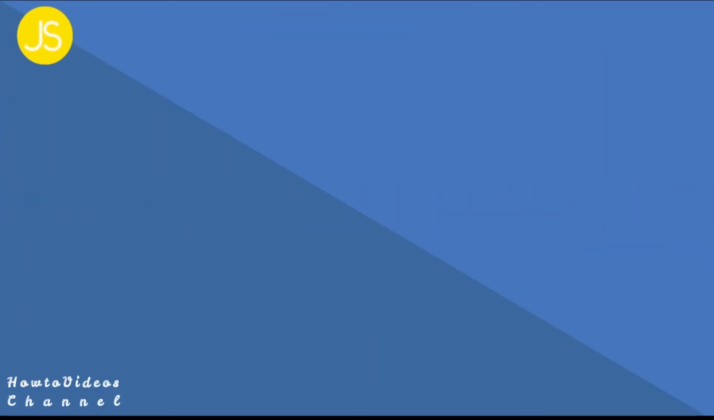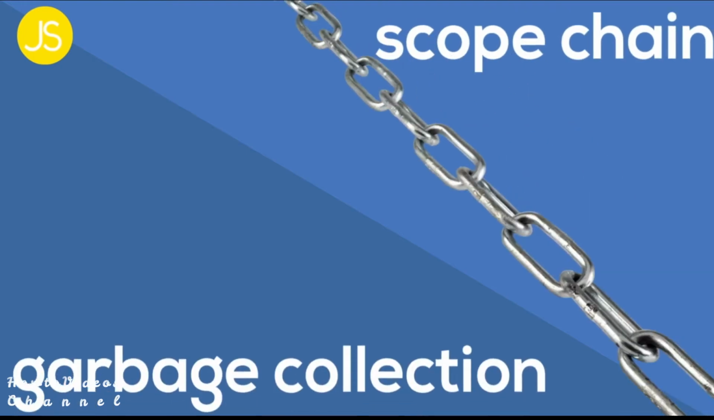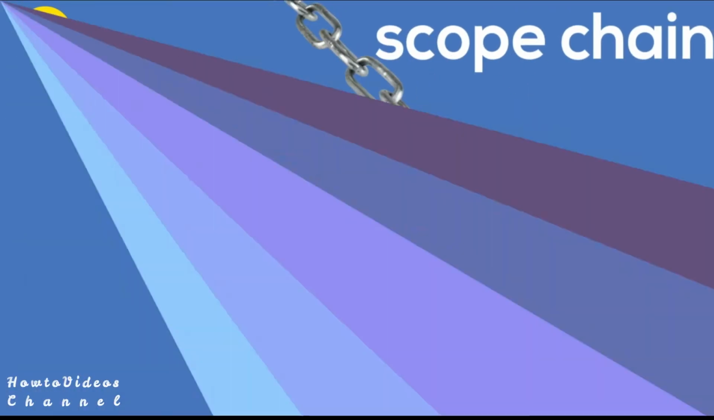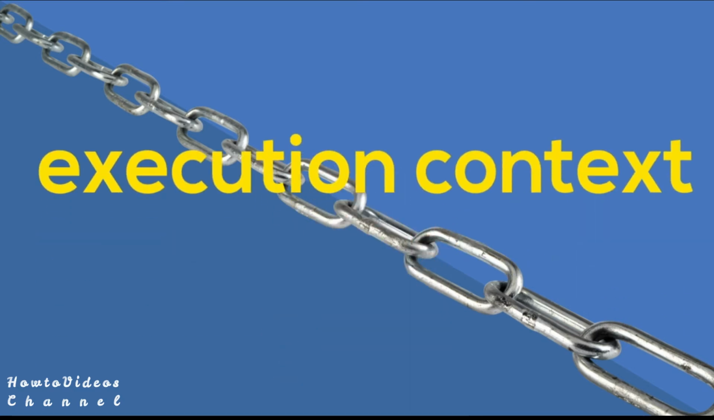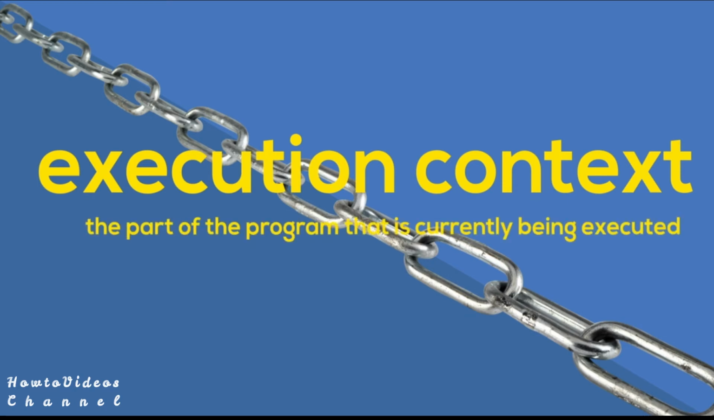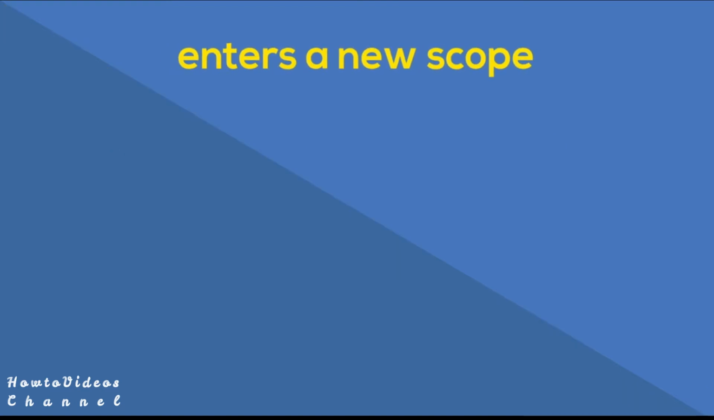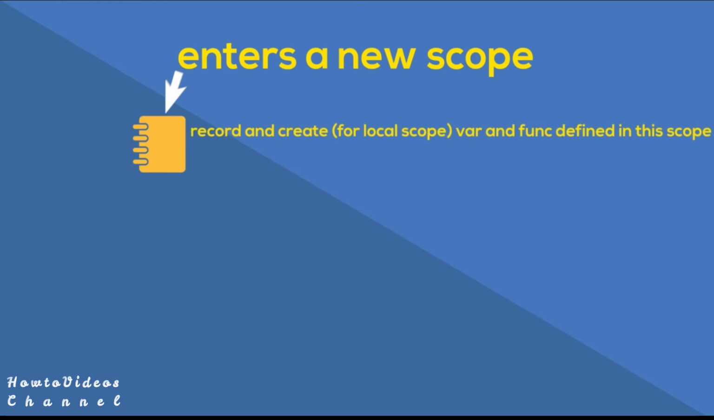In this session, we're going to talk about scope chain and how JS processes unneeded data. To understand scope chain, you need to view scope from the perspective of program execution. Here comes a new concept: execution context. Execution context means the part of a program that is currently being executed. Whenever our execution context enters a new scope, JS Engine will record and create every variable and function this scope has. This list will be attached to its parent scope list.